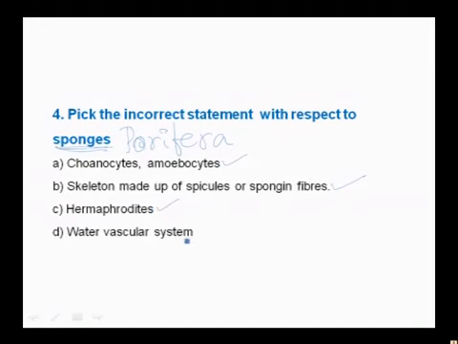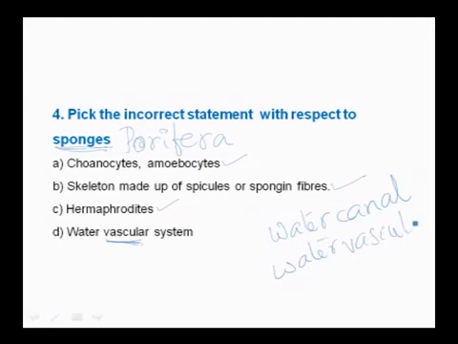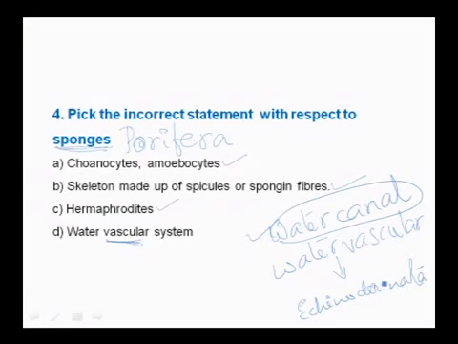Water vascular system. Now if you see in one look, we will feel this is also the right option because they are mentioned water vascular system. But this is the key word that you have to observe carefully. There are two systems which you have to remember. One is water canal system, one is water vascular system. Okay. This system is found in porifera, that is water canal system. Water vascular system is found in echinodermata. Okay, so you find it in echinodermata.